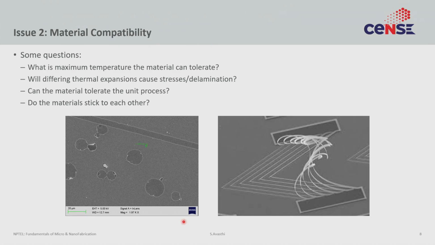Another issue is material compatibility. So questions such as, what is the maximum temperature your process can tolerate? If you are doing things on a glass substrate, none of the processes should ever exceed 650 or 700 degrees C. That is the temperature at which glass starts becoming soft. If your film has aluminum, after deposition of aluminum, maybe you should never increase the temperature to more than 600, 700 degrees C, because that is the temperature at which aluminum melts. So what is the maximum temperature a system can tolerate?